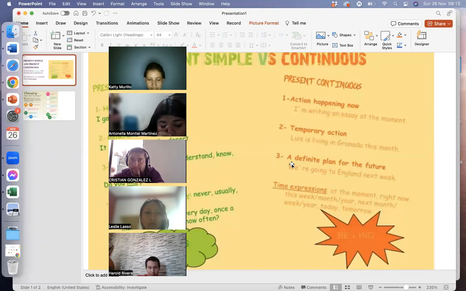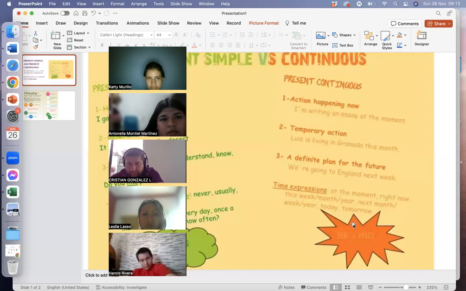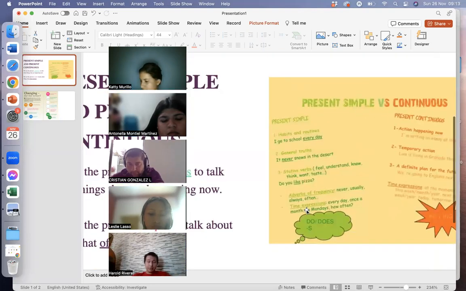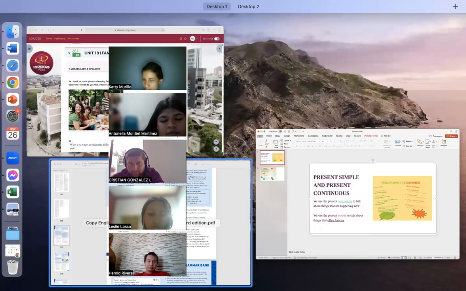The definite plan for the future is, again, something that we're going to cover in the second part of the class today, to talk about the future forms. We're going to look at other ways we can talk about the future, not only with the future simple or future continuous, and then the time expressions. So how do we form it? The verb be, or the different forms of be. So I am, you are, he, she is, and the ending ing. Okay, so that's what I wanted to highlight a little bit.